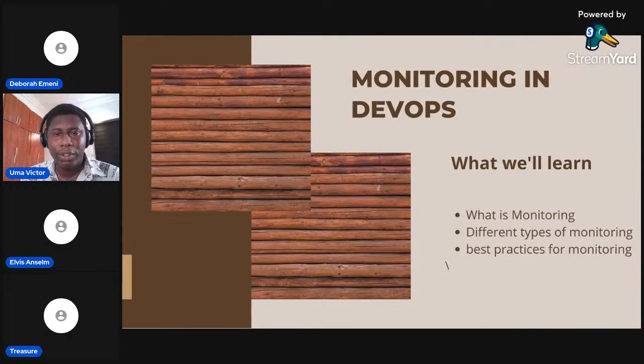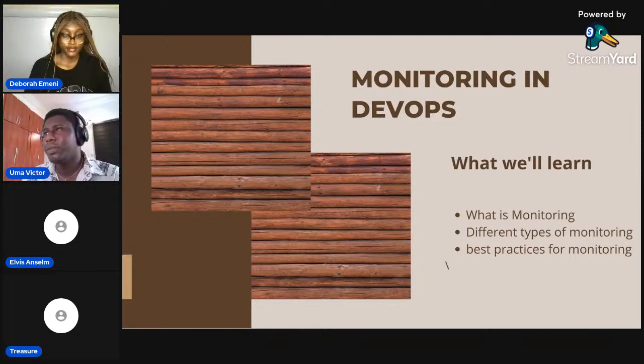Let's talk about monitoring in DevOps. We're going to learn what monitoring is, the different types of monitoring, and the best practices for monitoring. So, what is monitoring? Monitoring in DevOps refers to the continuous observation of a system's health and performance. It is crucial for ensuring reliability and efficiency of the system. Monitoring provides the team with real-time insight into the behavior of the system, enabling them to detect and respond to issues quickly, often before they are even noticeable by the end users.